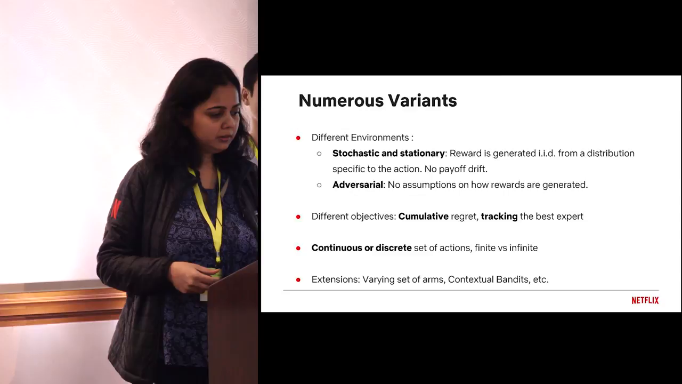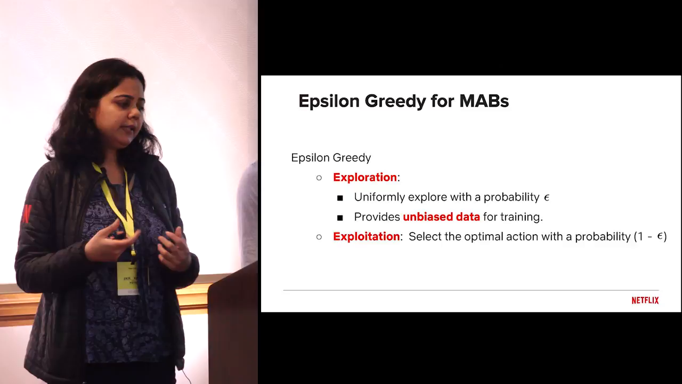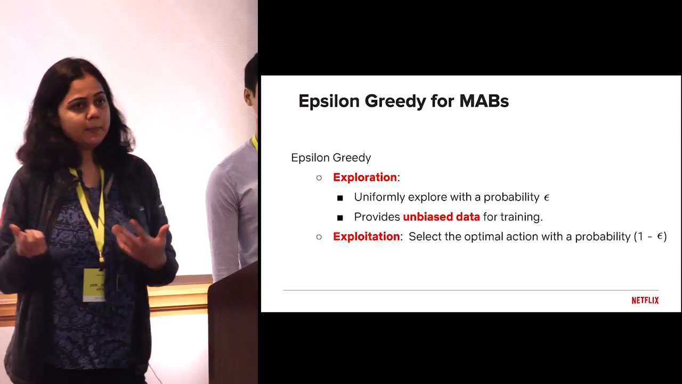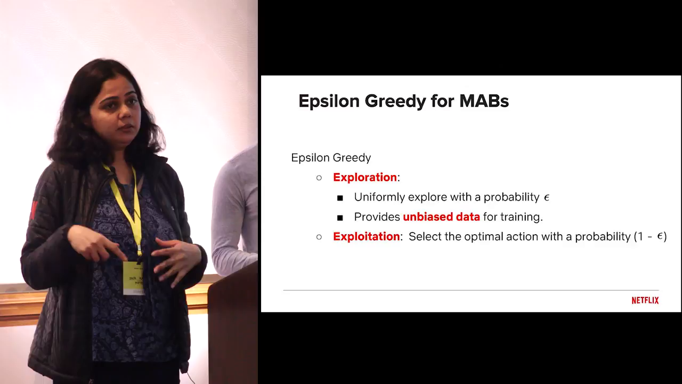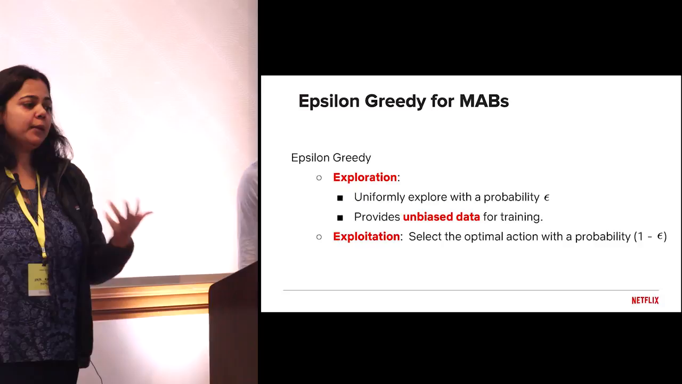So in this talk, we will focus upon a very naive multi-arm bandit strategy, which we call the epsilon greedy approach. The idea of epsilon greedy is very simple and is as follows. With a uniform probability epsilon, you uniformly explore one of the titles in your candidate pool. The advantage of this very naive exploration is that it provides unbiased data, which can then be used for training. In the exploitation phase, we select the optimal action with a probability 1 minus epsilon.